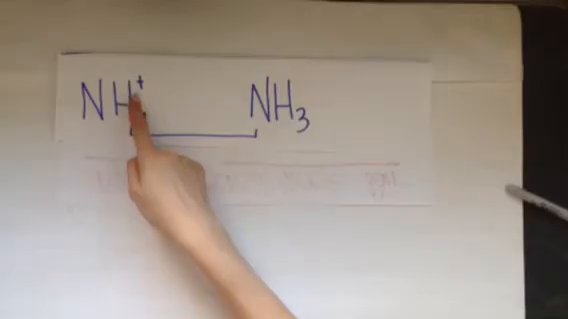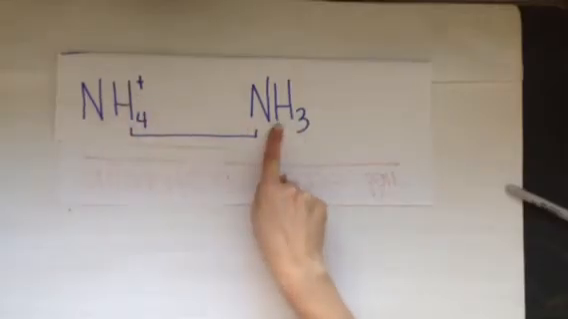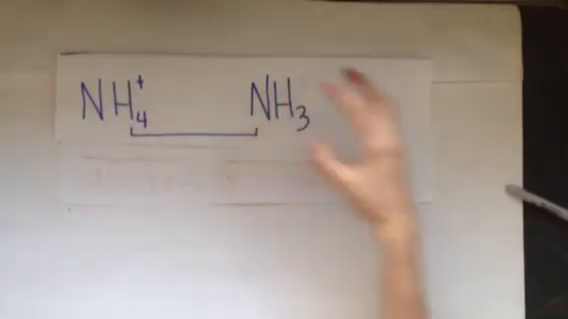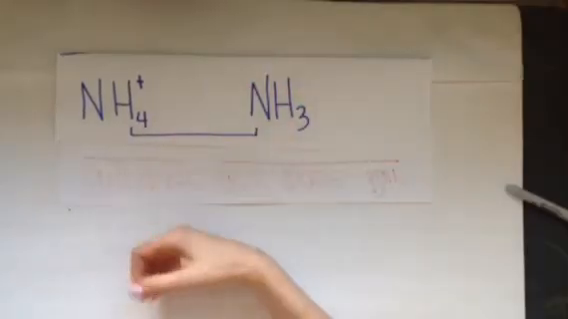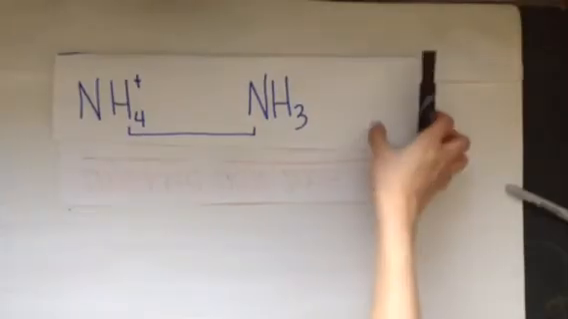How about here? Are these conjugate pairs? I have 4 H pluses and 3 H's. H pluses here eventually, right, if this was to pull off. So 4 and 3 H's differ by 1. So you want to count the hydrogens to see, and then they pair up.